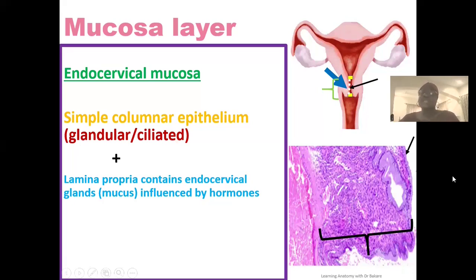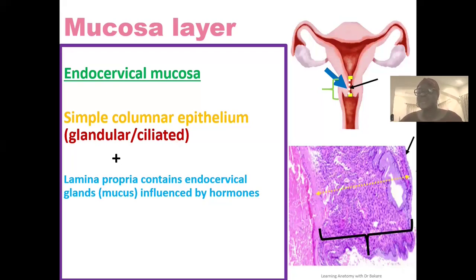This simple columnar type of epithelium can be glandular and also ciliated. They are ciliated at the upper region of the endocervix, and this is where they are helping to enhance movement across this region. While glandular type of simple columnar type of epithelium assume secretory function, and this is where they are able to secrete mucus within the cervical lumen. So you see that the basic epithelium lining around the endocervix is a simple columnar type of epithelium.